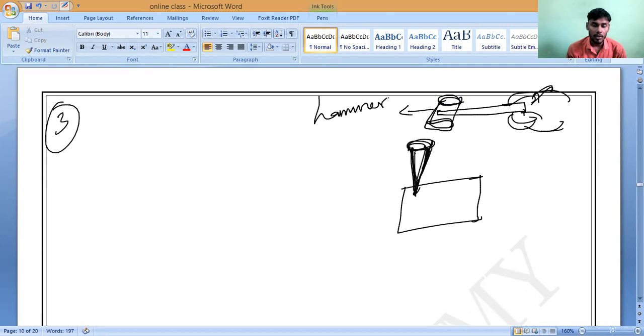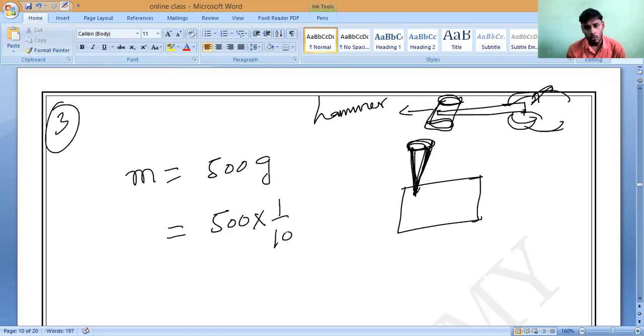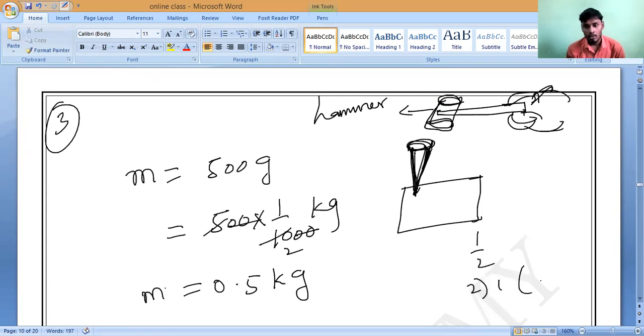500 grams. So the mass of the hammer is equal to 500 grams, which is equal to how many kg? 500 into 1 by 1000 kilogram. The zeros will get cancelled, which is equal to 1 by 2 kg, which means 0.5 kg. Yes or no? So 1 by 2 means 0.5. So 0.5 kg is the mass.